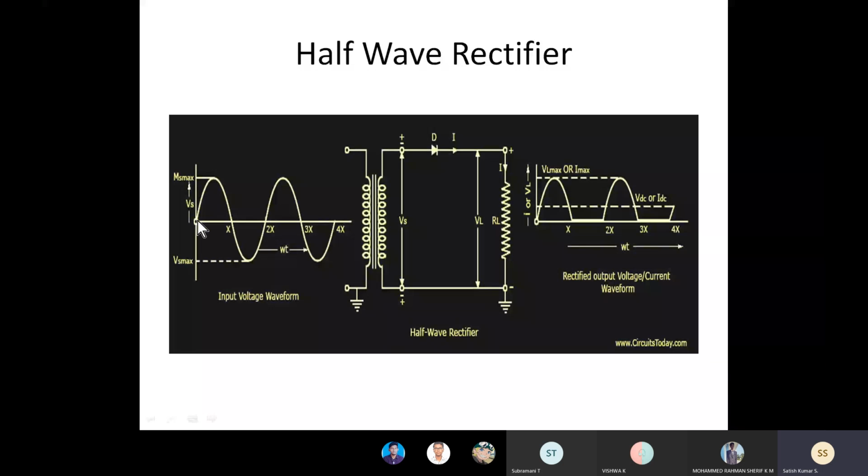The positive peak means it increases from 0 to maximum, then maximum back to 0. The time taken to complete the positive half is 0 to pi, which we call 180 degrees, to get the positive wave output. The remaining 180 degrees is the time interval pi to 2 pi. In this interval, the waveform goes from 0 to the negative peak, then comes back to 2 pi.